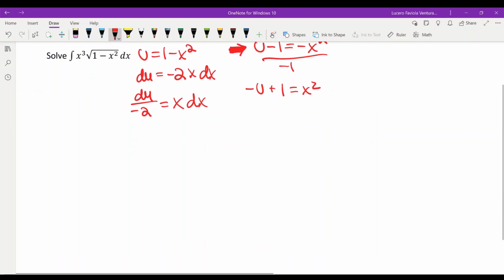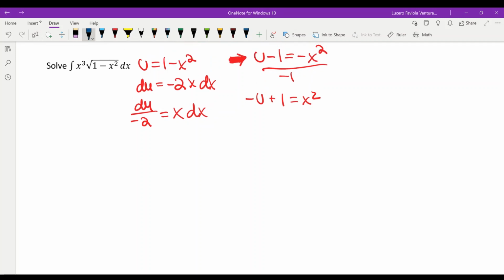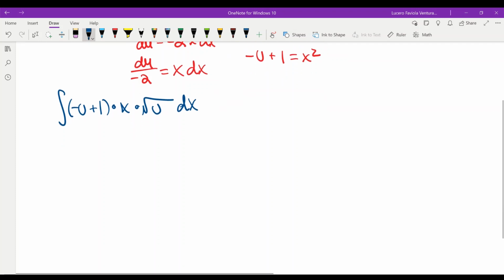And now we'll rewrite our function in terms of u. And we get the integral of negative u plus 1 times x times square root of u times dx. And as you can see, we made a u substitution for the x and the dx. So we'll rewrite it again with that replacement.